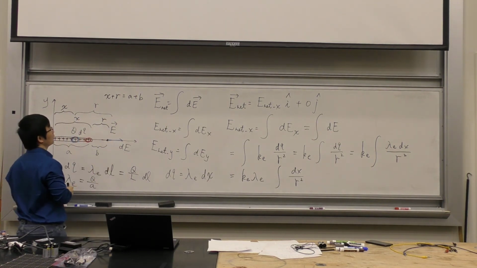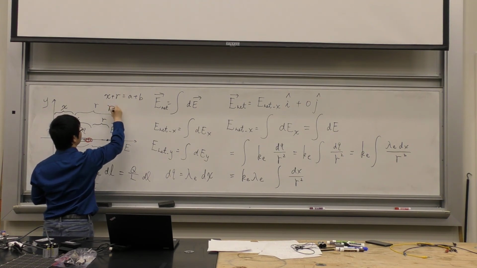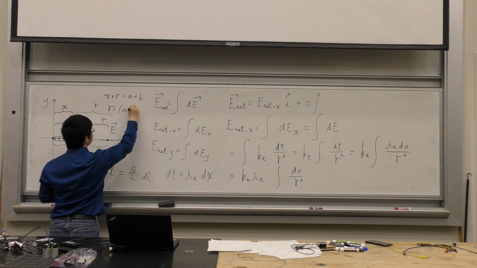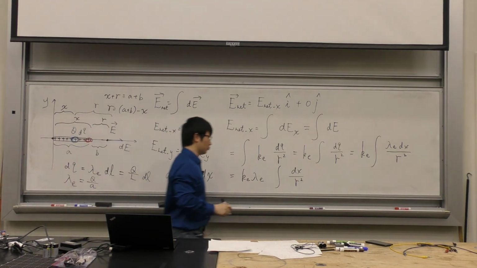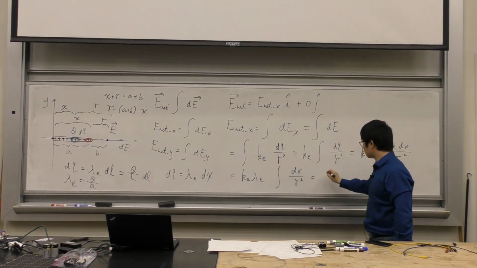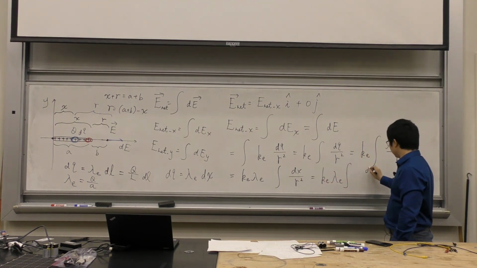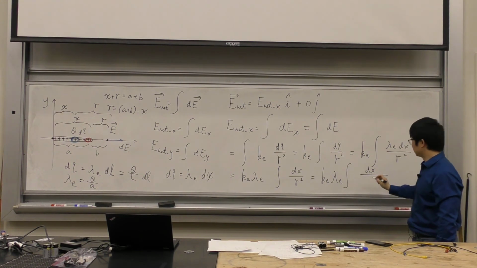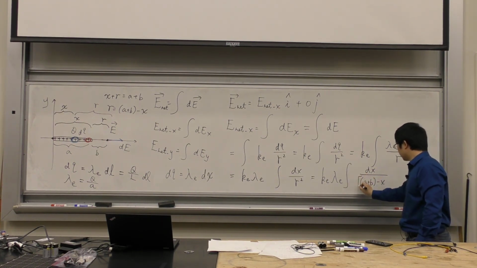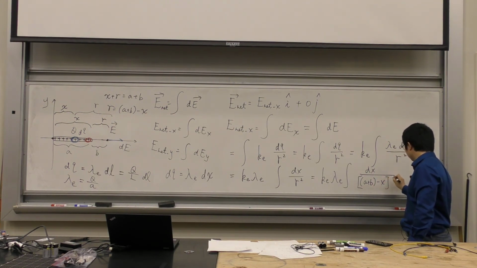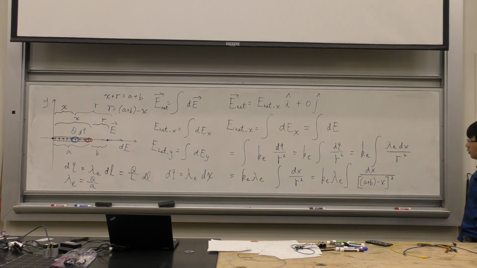All right, so once you have done that, how do I write this r in terms of x? a plus b minus x. So r squared is just going to be this thing squared. So at the end, I get this: dx over (a plus b minus x), this whole thing squared. Okay? Now what about the bounds?